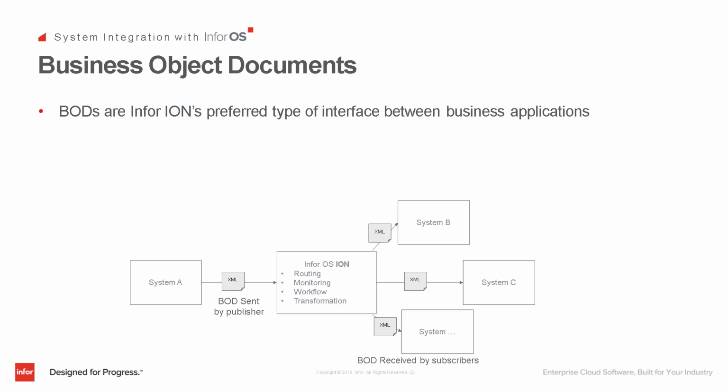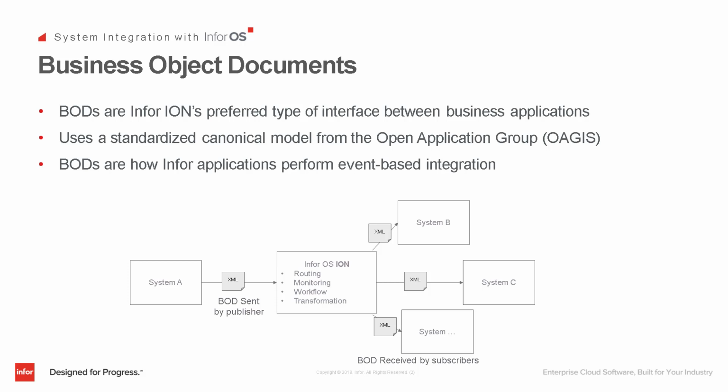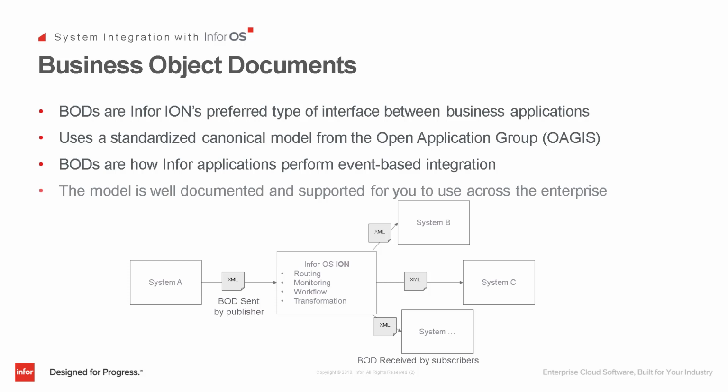There are several reasons for this, but the first is that BODs use a canonical model standard by the Open Application Group. Next, most Infor applications use BODs to communicate with each other when business events happen. And finally, the publish and subscribe model that ION provides with BODs through its message queue is well documented and supported. And it's not just for Infor applications, but can be used between any enterprise system.